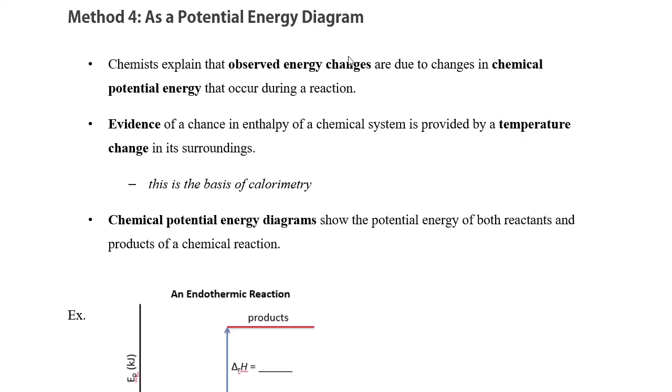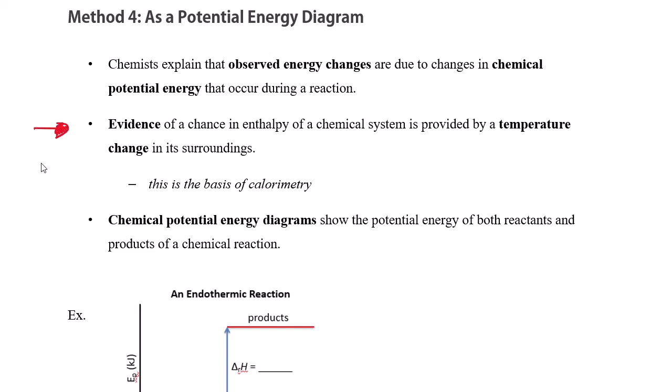Finally, method 4. In method 4, we're going to express the whole reaction as a potential energy diagram. And that's going to let us visually see the relative enthalpies of the reactants and the products and the energy that's being gained or given off. These styles will be helpful if we're considering reaction in terms of calorimetry.